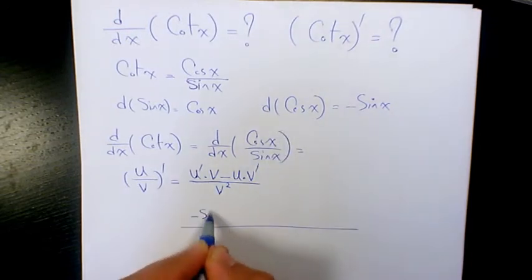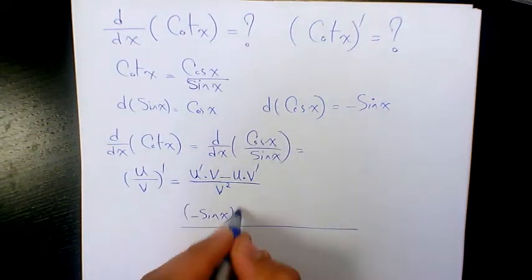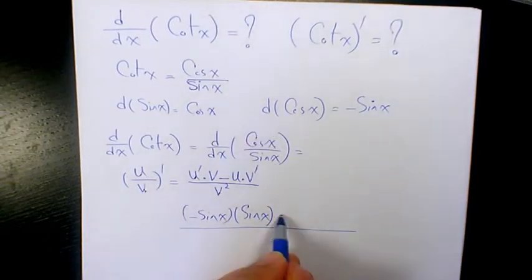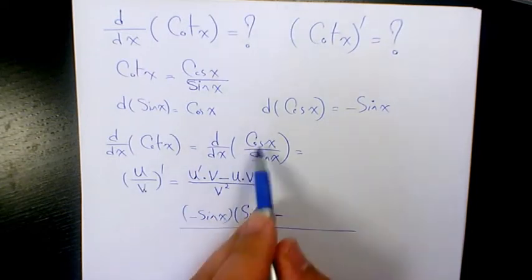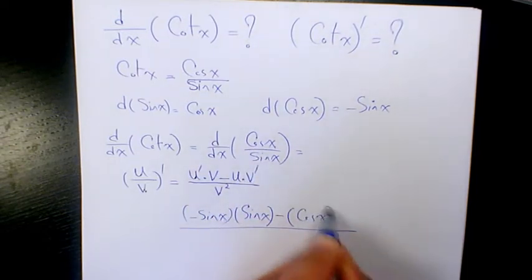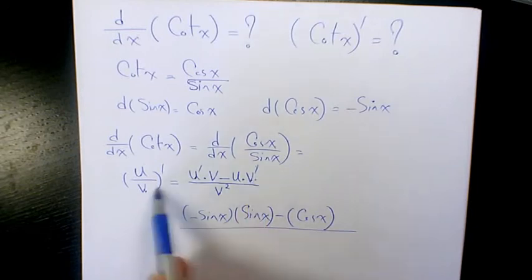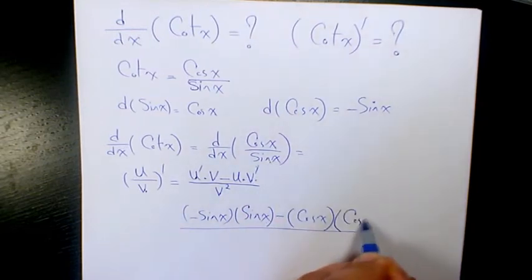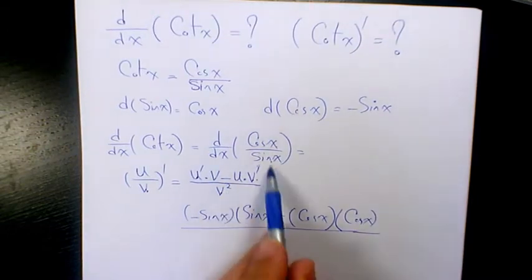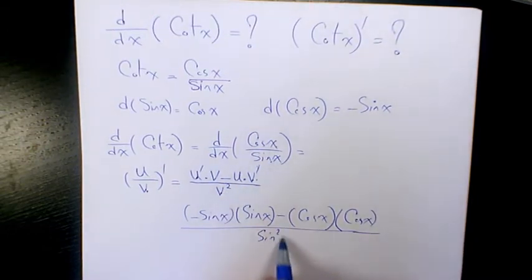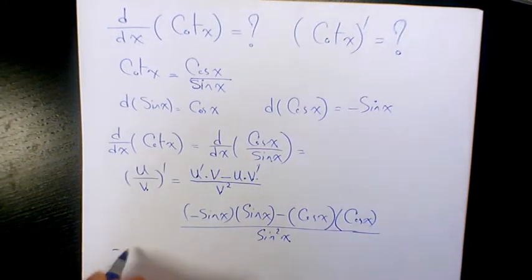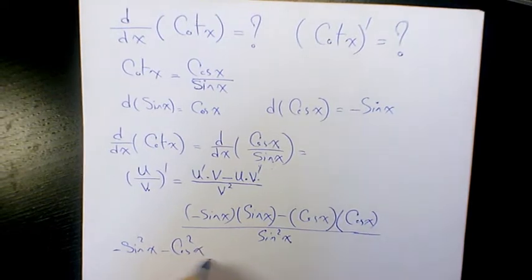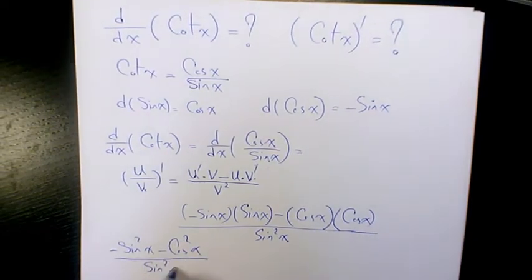That's negative sine x. V is sine x in this case, because that's the one in the denominator, minus u, which in this case is cosine x, times the derivative of v, which in this case is the derivative of sine x, which is cosine x, over the denominator squared, which is sine squared x. That will be negative sine squared x minus cosine squared x over sine squared x.